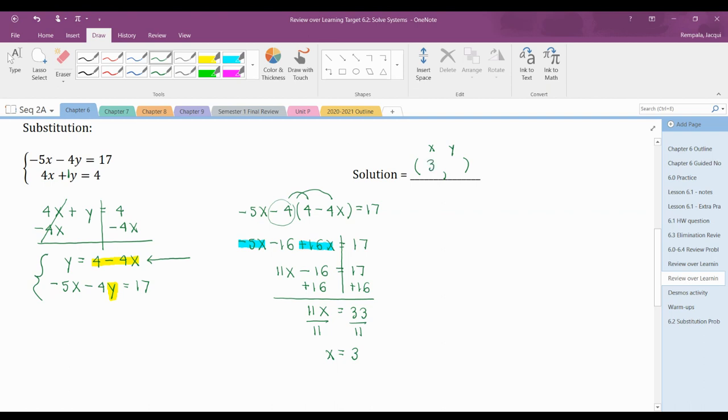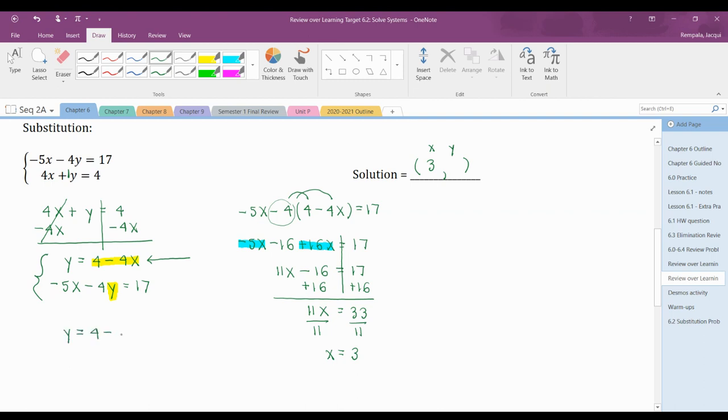So x we got to be 3. I'm going to put that first in my ordered pair. But I'm not done because I need to get the y. So remember, that's why if I go back over here to where that big arrow is, it says y equals. I can substitute 3 in for x, and I can very easily find what y is.